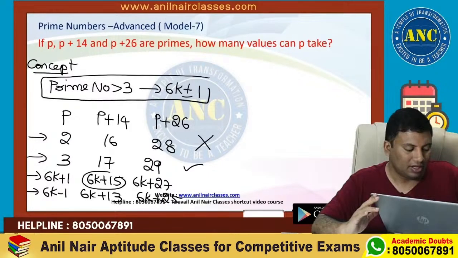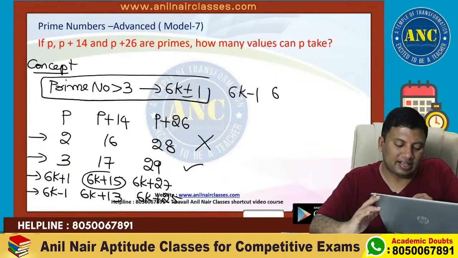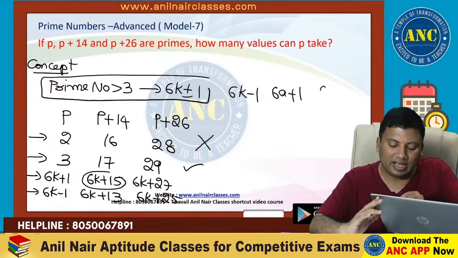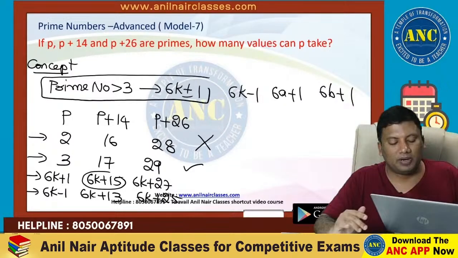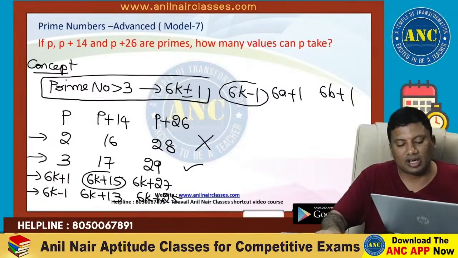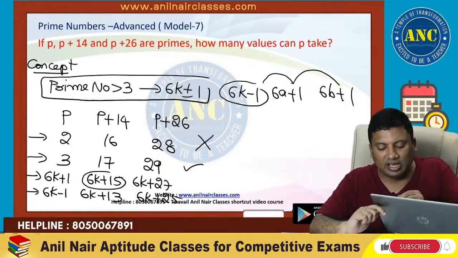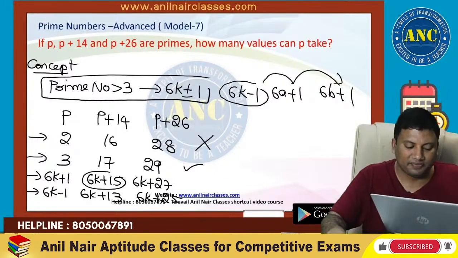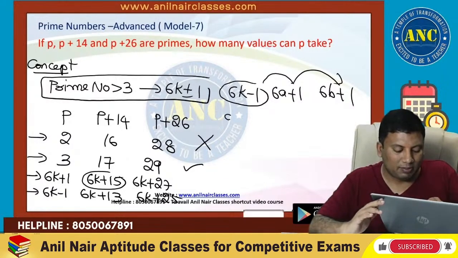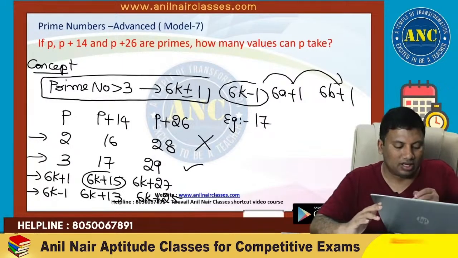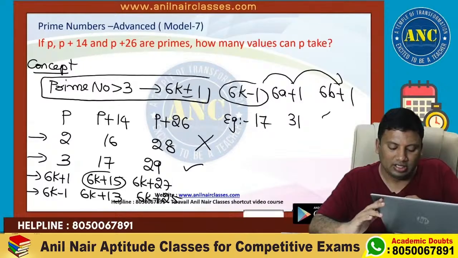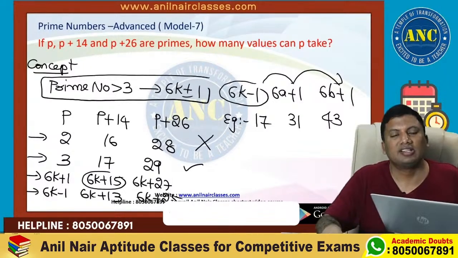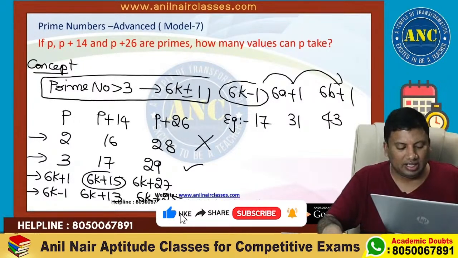So 6k minus 1. If I take k plus 2 common, this is 6a plus 1. If I take k plus 4 common, it is 6b plus 1. There are few prime numbers which are of the form 6k minus 1, which is giving me the other two numbers as prime numbers. For example, 17. 6 into 3 minus 1. 17 plus 14, 17 plus 26. 17, 31, 43. It is possible.